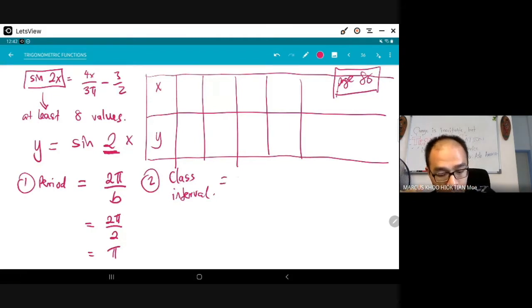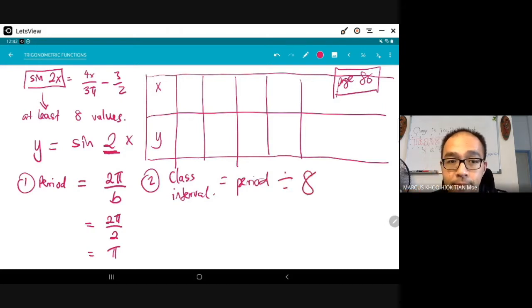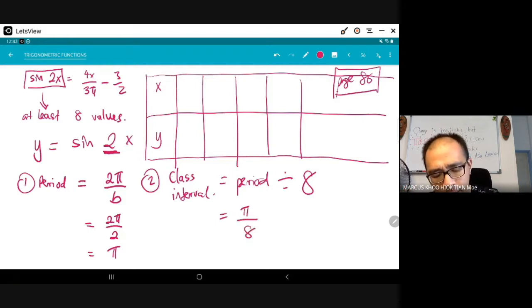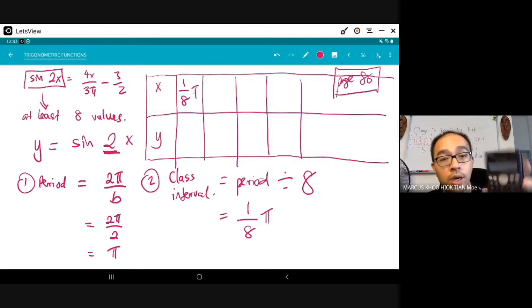We use the period, and then we divide it by 8. So you will get pi over 8, or 1 over 8 pi. If you want, you can use this. Now, once you have the class interval, the first class interval is 1 over 8 pi. And then for the next class interval, you just add 1 over 8 pi. So 1 over 8 plus 1 over 8, you get 1 over 4.